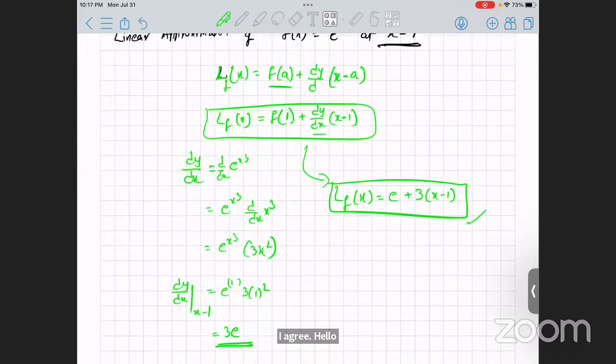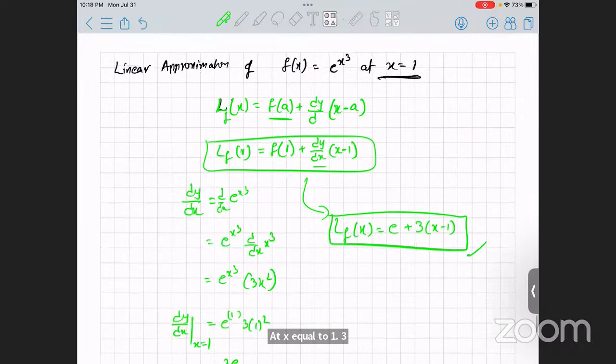Now I want to make you, just wait for a few minutes, like 1 minute. Sir, is dy by dx equal to 3? Yes, at x equal to 1 it is 3. I wrote only 3. Okay, just wait.